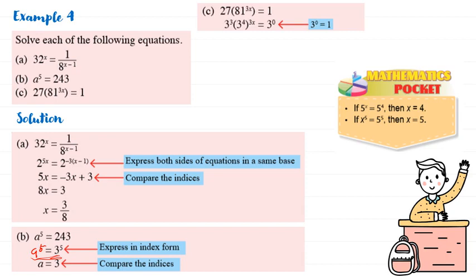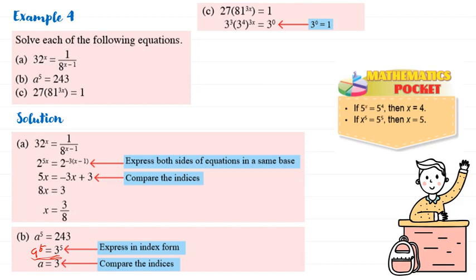And lastly, for question 4c, this is the question: 27, 81 to the power of 3x in brackets is equal to 1. Remember, the first thing you need to do is make the base the same. So 27 and 81, you choose base 3. So 27 becomes 3 to the power of 3, 81 becomes 3 to the power of 4, to the power of 3x. And this one, 1.